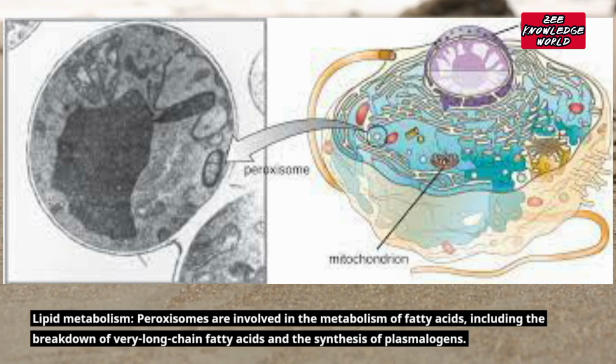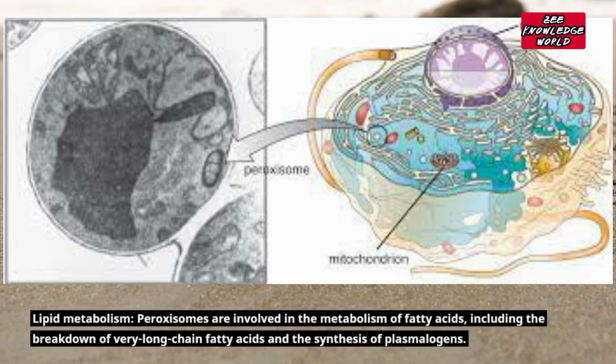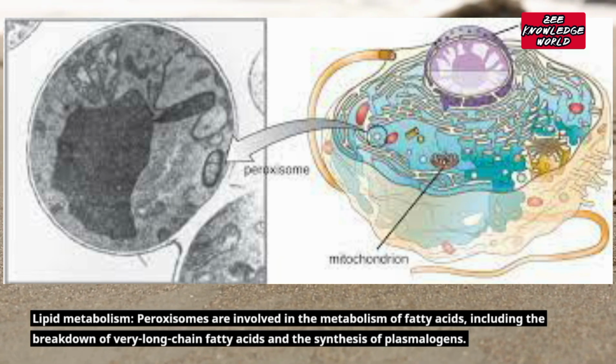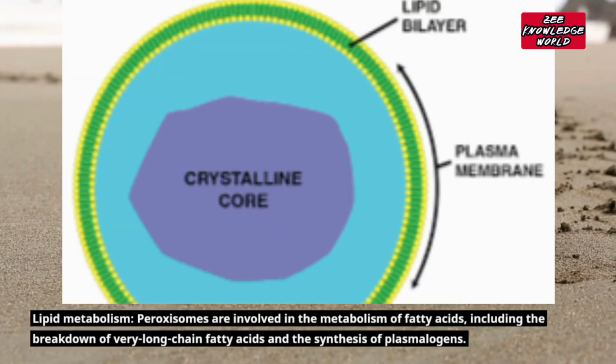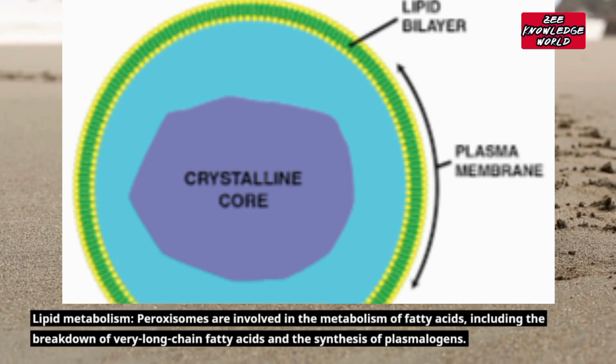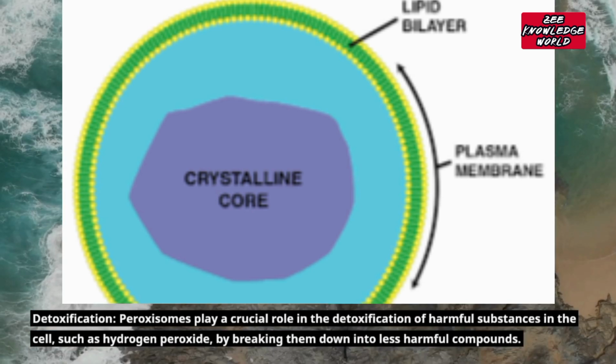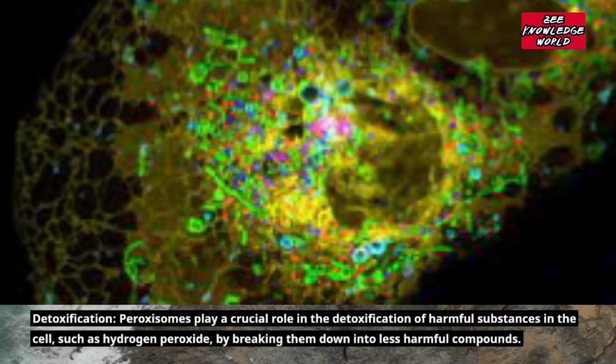4. Glyoxylate cycle. In plants and some microorganisms, peroxisomes are involved in the glyoxylate cycle, which converts stored fats into glucose for energy production. 5. Redox signaling. Peroxisomes play a role in redox signaling, a process by which cells sense and respond to changes in oxidative stress levels.